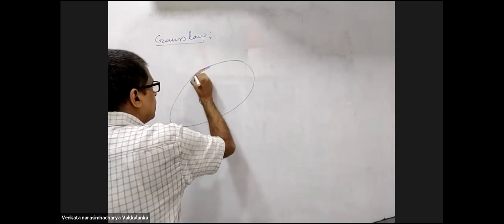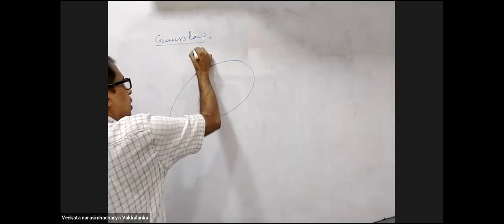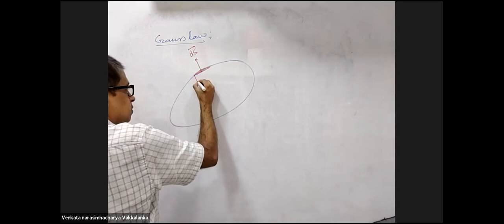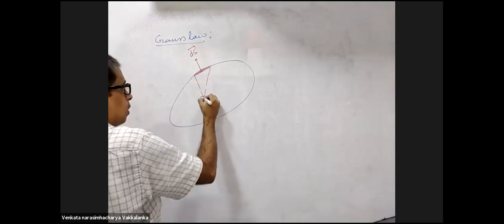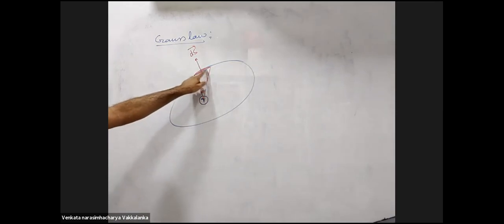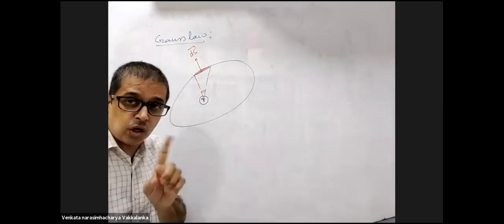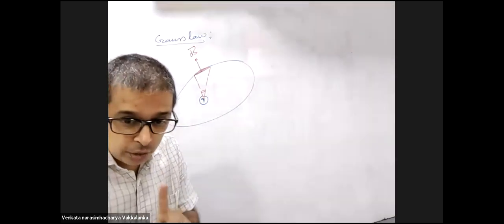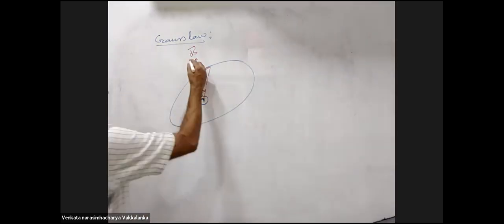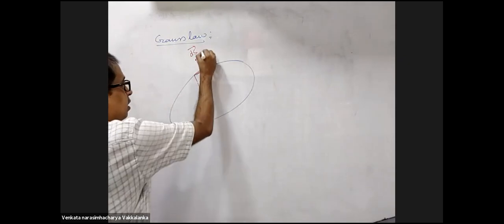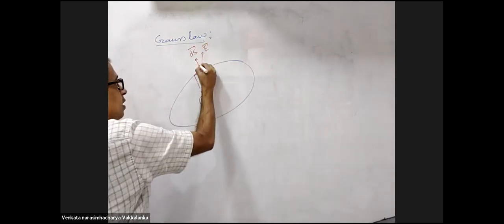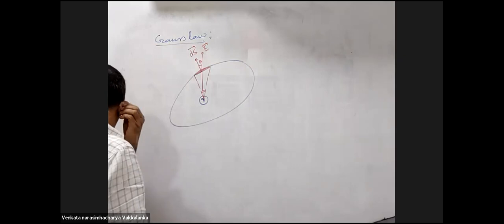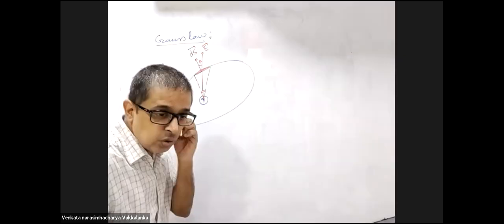He considered this area, he called it ds. This is a closed surface, not a line integral. Right? Field because of this will be like this. This is theta. So far, so good. Yes or no?